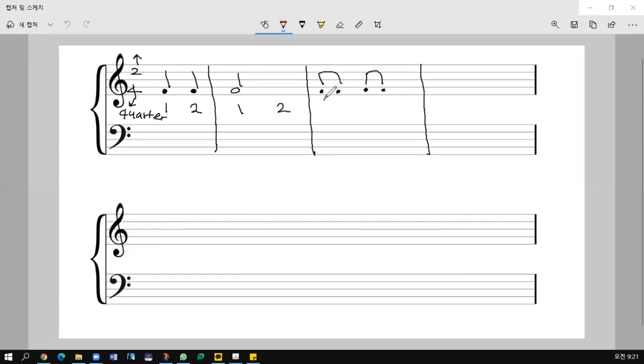4, right? Because this is quarter, this is quarter. So 1, 2, right? And then you remember, what about here? This is dotted quarter, right? So this is 1.5. So you probably fill with the eighth note here, because this is 1 plus half and this is half. So it makes beat 2, okay? So this is 2, 4.